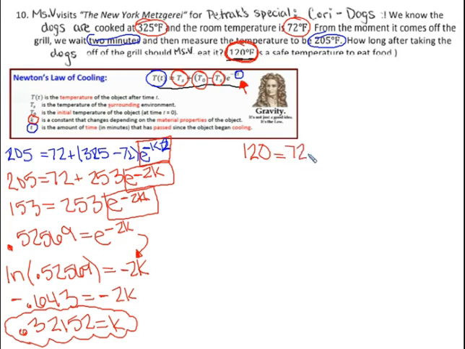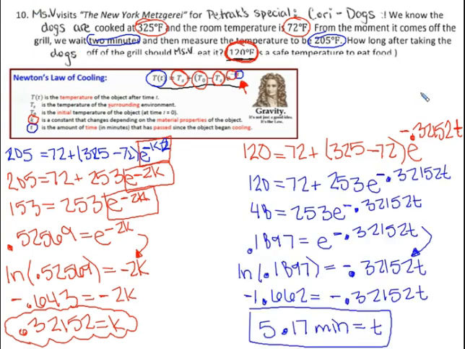Our room temperature is still 72. The corn dog was still 325 when it came out of the oven. We have a base of e, and we found our constant, negative 0.32152. It's negative because that's what it looks like in the equation, even though our k was not negative. We're trying to figure out how long we have to wait for it to reach 120 degrees. So I want you to pause the video and go through this process again to help you solve for t.